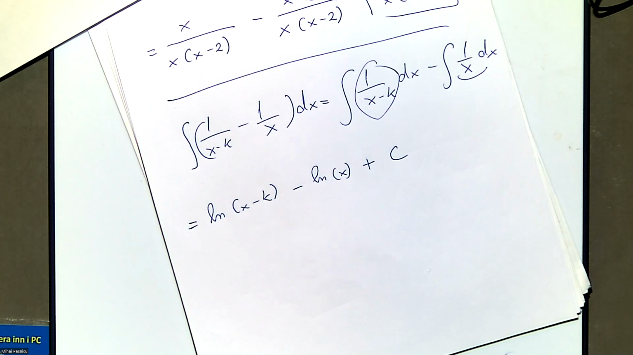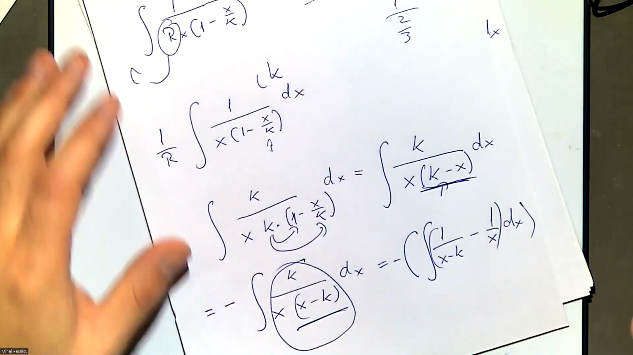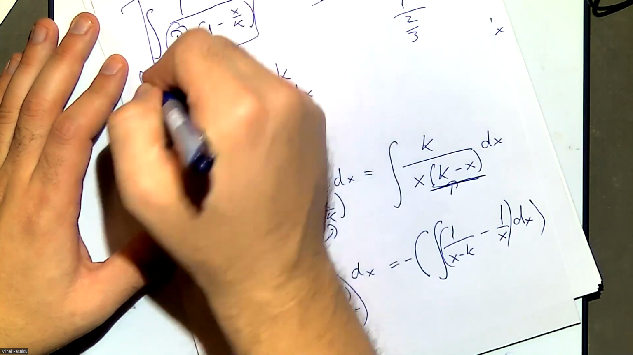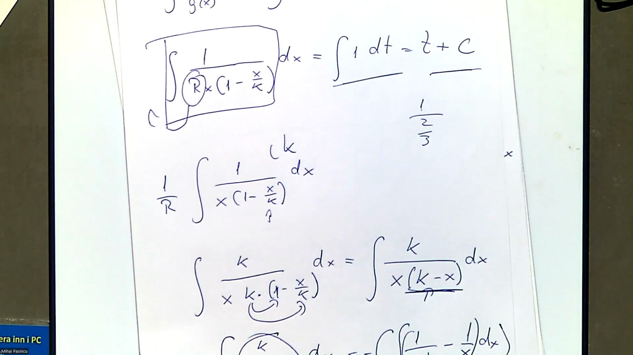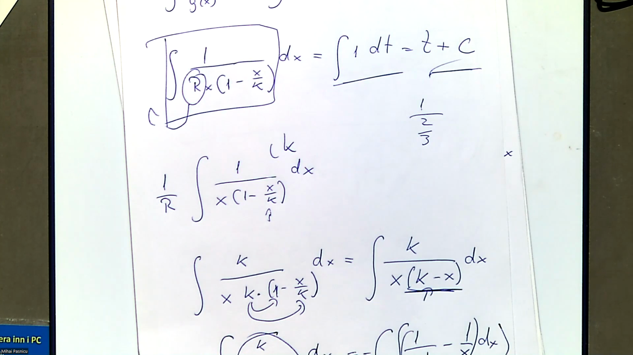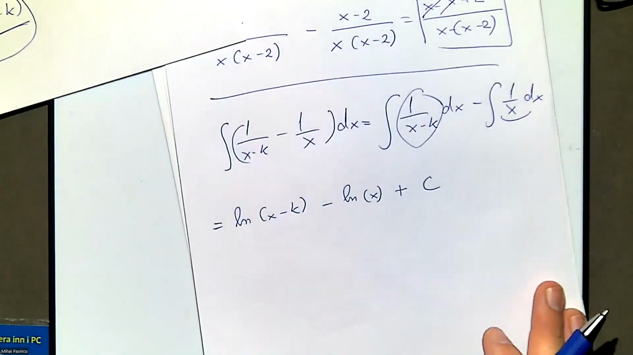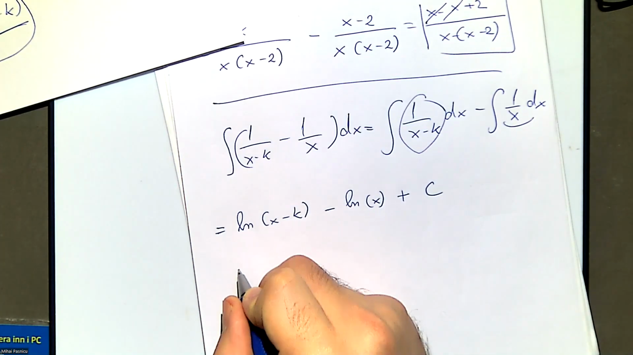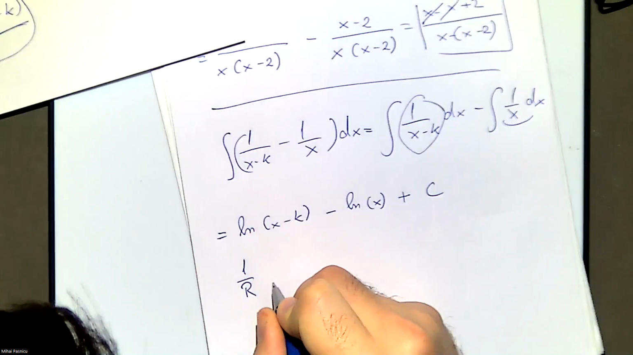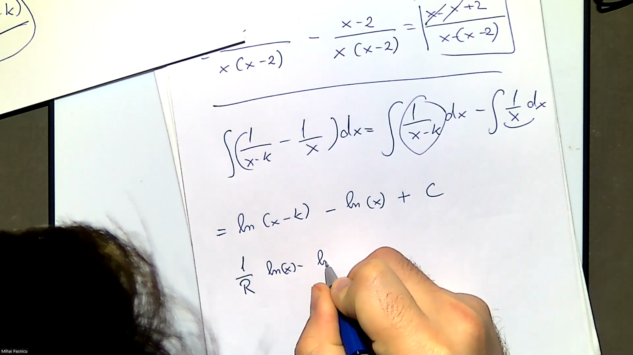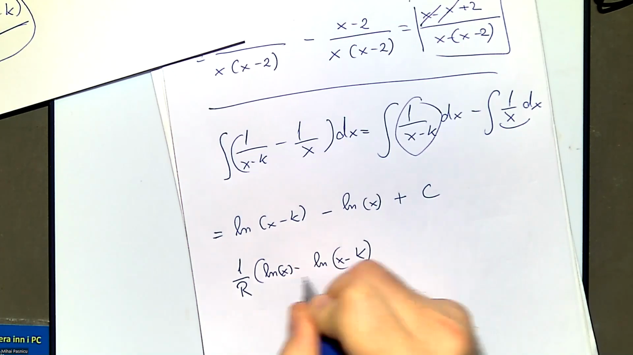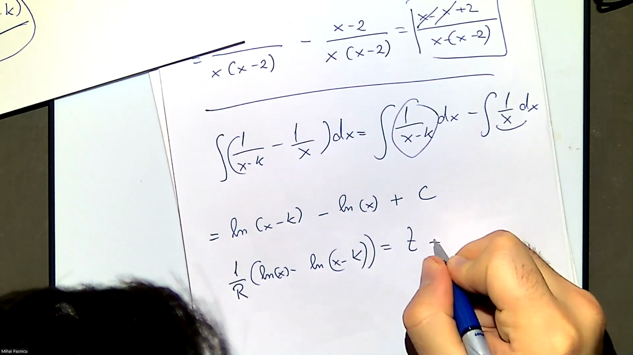Okay. So now, as you can see, it gets a little bit complicated. We're keeping track of what we have to do, but we managed to compute this thing. And I know it's equal to t plus a constant. So now I just have to rearrange it. I'm going to have 1 over r. There was a minus in front, so I have ln of x minus ln of x minus k equal to t plus a constant.